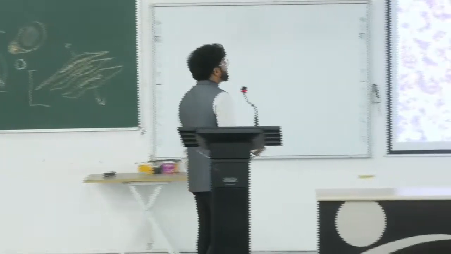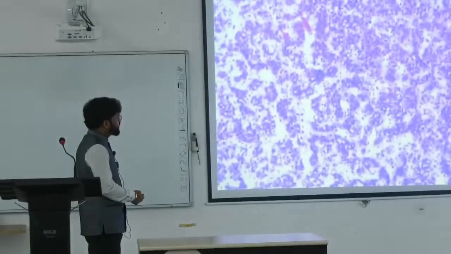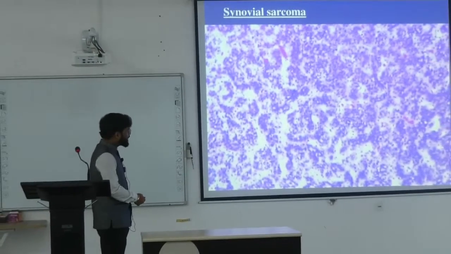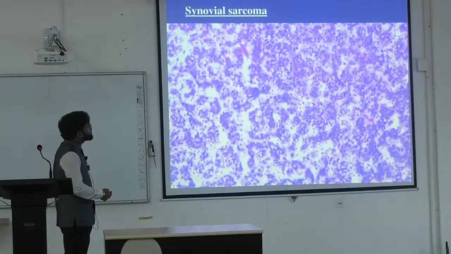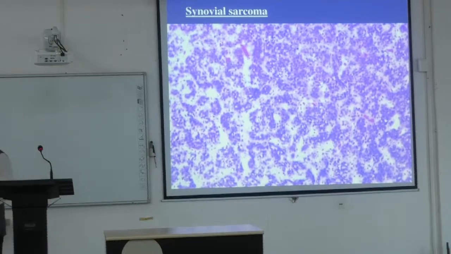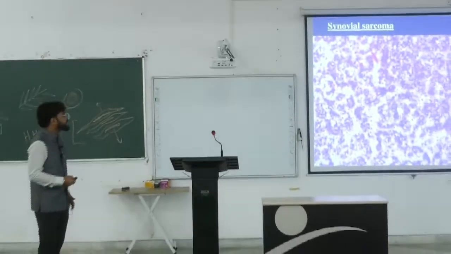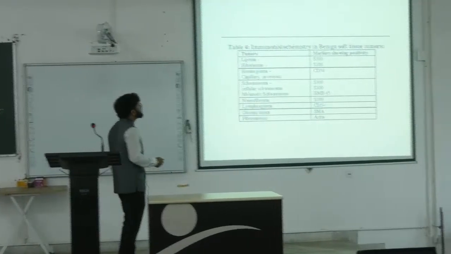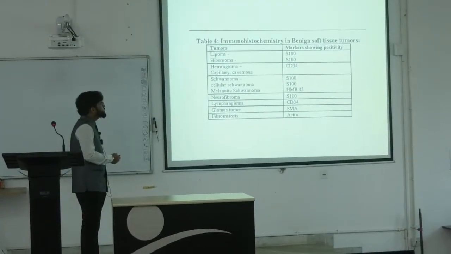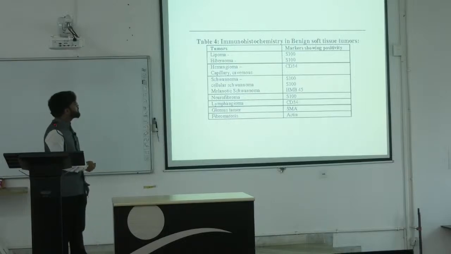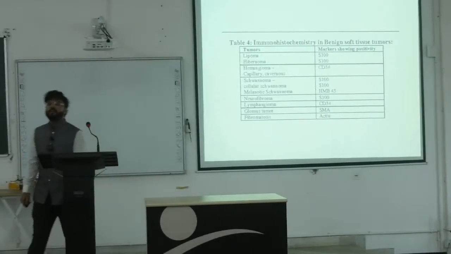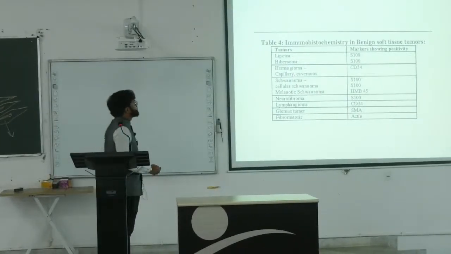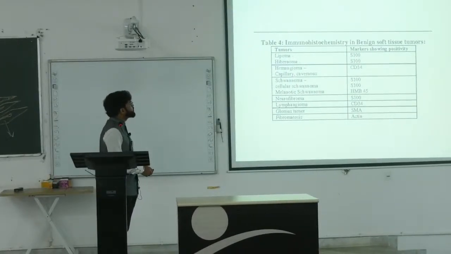Basically, it looks biphasic, with a smooth, clear background, and the cells are arranged in small acini-like arrangements, and the cells are positive for epithelial markers like cytokeratin, EMA, etc. So these tables suggest markers for benign tumors. Lipoma is positive for S100 because adipocytes are neuroectodermal in origin; hibernoma, S100; hemangioma, CD34 positive; schwannoma, cellular schwannoma and melanocytic schwannoma.